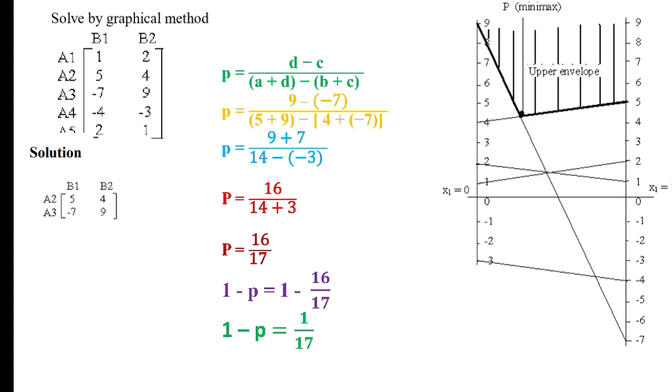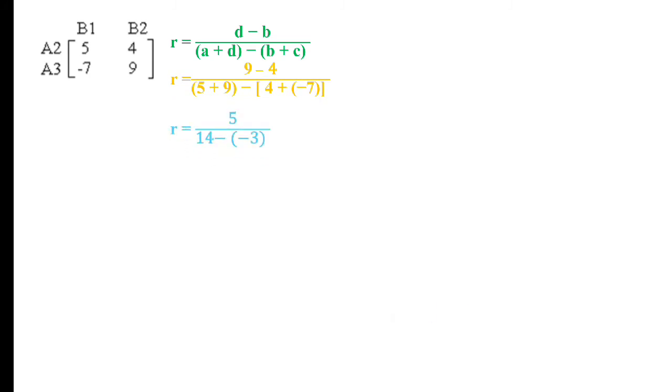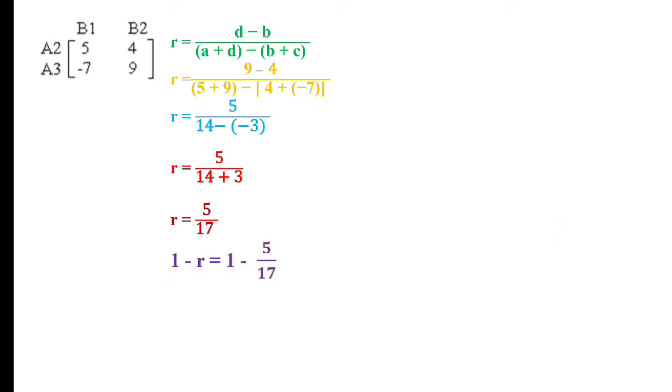So this is the way we are able to find the upper part of the lower value, that is the common value. Here clearly only one value we got. Then come to the values d minus b divided by a plus d minus b plus c. Player B: 9 minus 4, 5 plus 9. Substitute the values, then simplify. 5 divided by 14 minus 3. Then r equals 5 by 14 plus 3, then 5 by 17. Simplify. Then 1 minus r equals 1 minus 5 by 17, then 12 by 17.